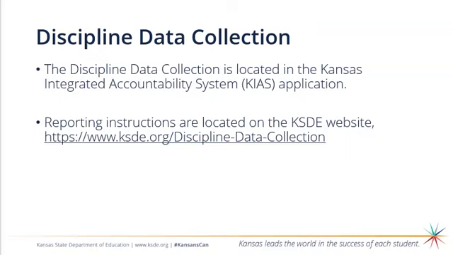District administration should also have access to view the discipline data and run discipline reports to check for accuracy. It is highly recommended that directors of special education review the data prior to submission to assist in verifying a student's IDEA identification at the time of the discipline event. You can find all the discipline information on the website listed on the screen. All discipline data is entered into the Kansas Integrated Accountability System, KSDE.